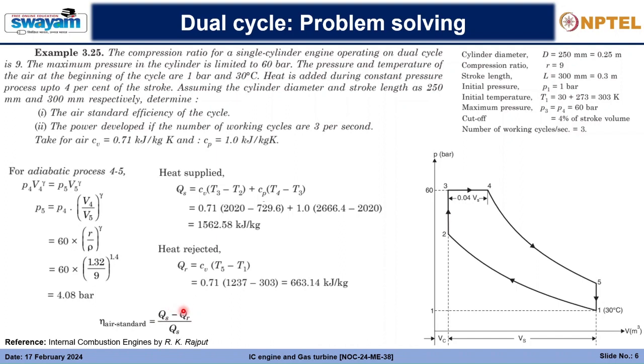Now the air standard efficiency can be directly given as work done by heat supplied. What happens in an engine is that heat is supplied from the source, some amount of heat is rejected to the sink, whereas the other part of the heat is utilized in driving output work. That part is the subtraction. So QS minus QR is the amount of work driven by the engine, divided by QS, which is the heat supplied. Accordingly, we get the air standard efficiency as this.